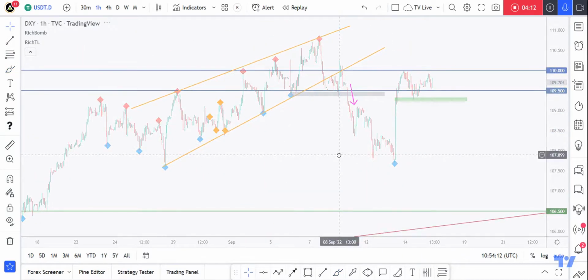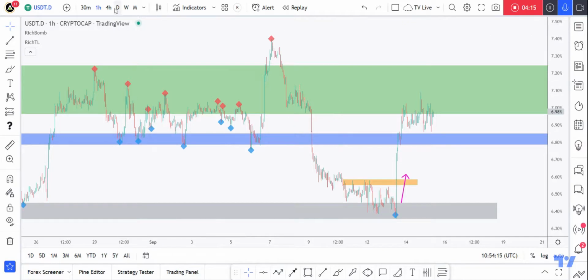Now, let's go for USDT dominance and dig into crypto. You can see a very similar chart.